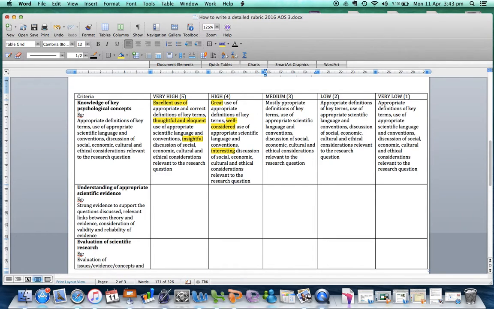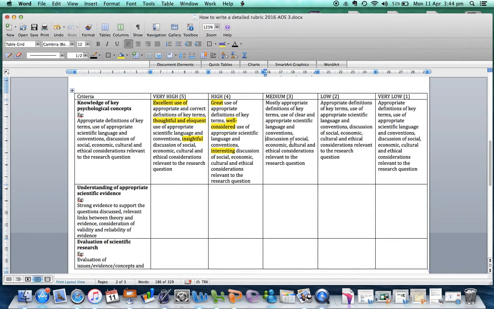mostly appropriate definitions of key terms. Use of clear and appropriate scientific language and convention. See here, I'm not actually changing this one this much because that's the basic criteria over here. And if you're doing something in the basic or average form, it'll stay sort of as is.